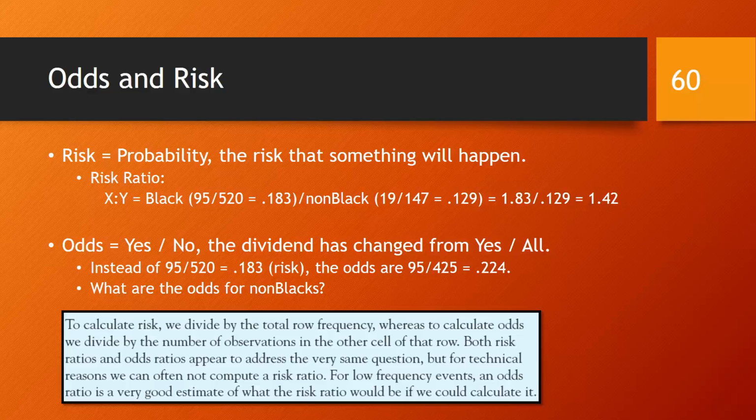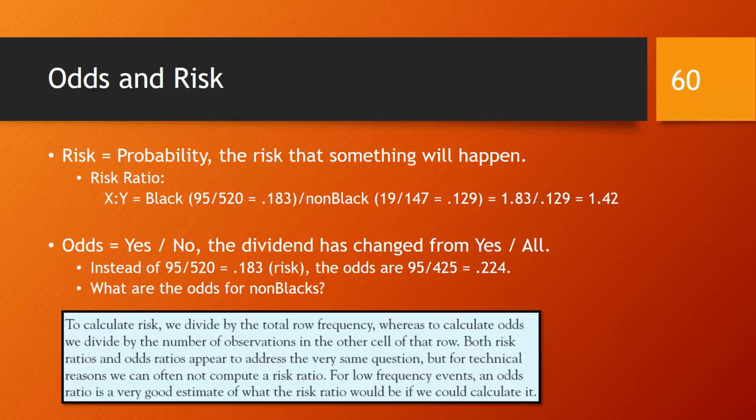Using the same example, we would take the number of black defendants sentenced to death and divide by the number of black defendants not sentenced to death. The odds in this case are about 22%, or 95 divided by 425. The odds for non-blacks are 15%, or 19 divided by 128. We can now create an odds ratio dividing the odds for blacks by the odds for non-blacks.